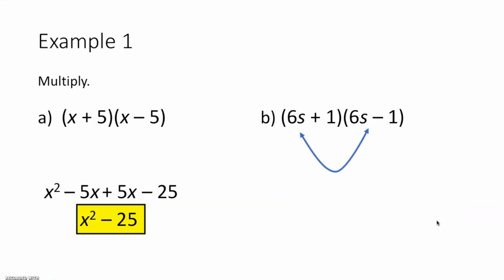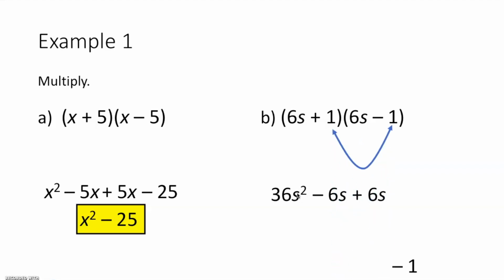So we multiply the first terms together. 6s times 6s is 36s squared. Then you multiply the outer terms together. 6s times negative 1 is negative 6s. And then multiply the inner terms together. 1 times 6s is positive 6s. And then 1 times negative 1 is going to give you negative 1.